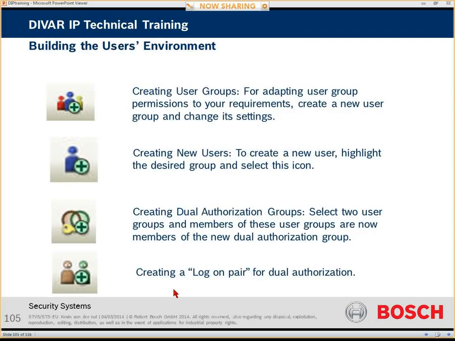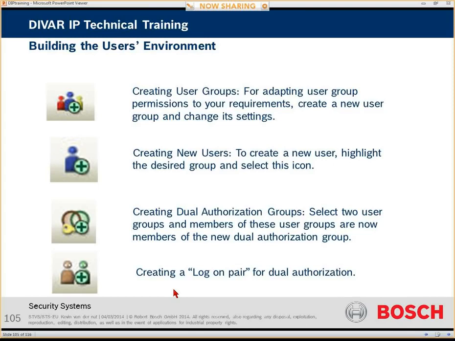We have some shortcut icons to help you create these various settings. The first one, a group with a plus, is to create a user group. Then we have one icon with a plus to create a user within a user group. So you first highlight the user group where you would like to create a user, and then click this icon.